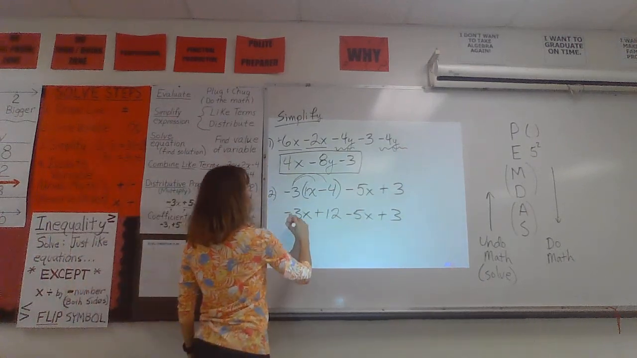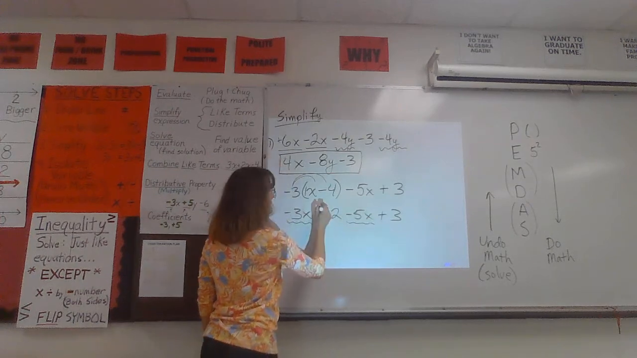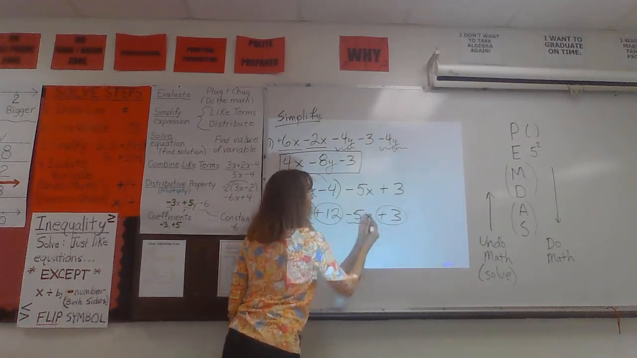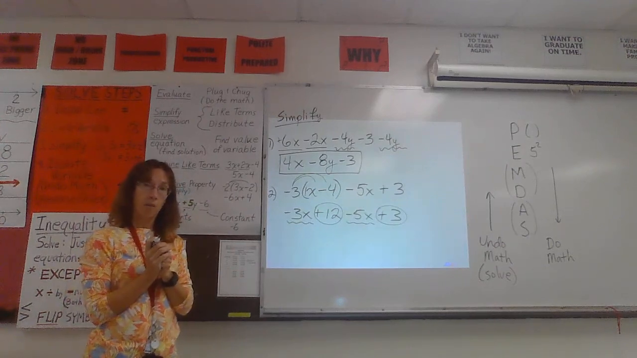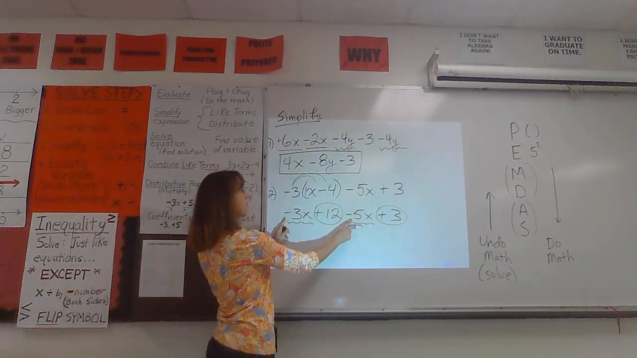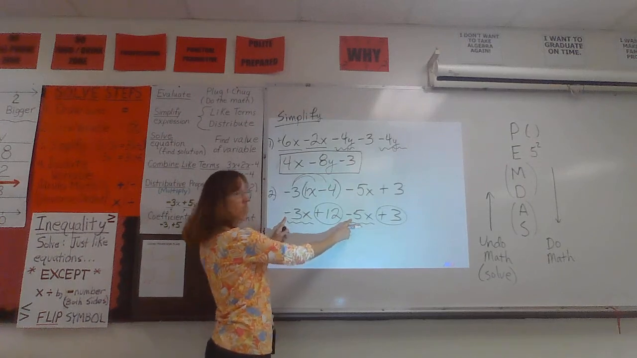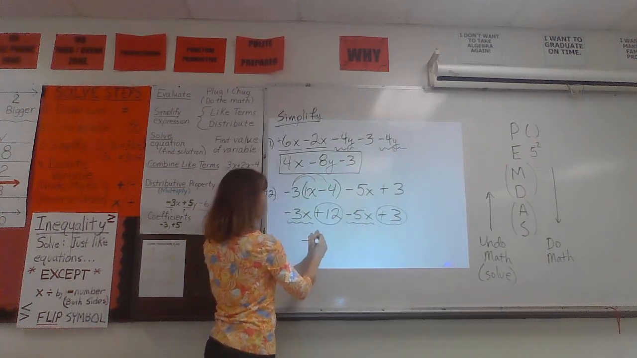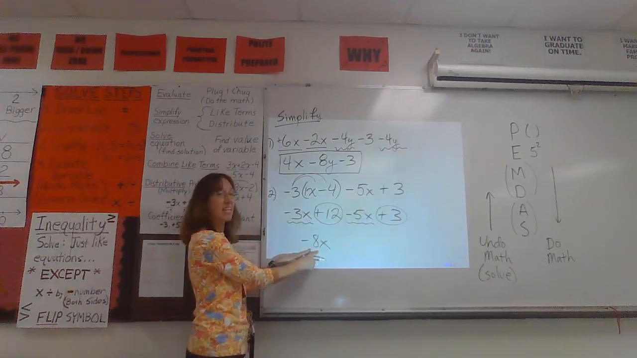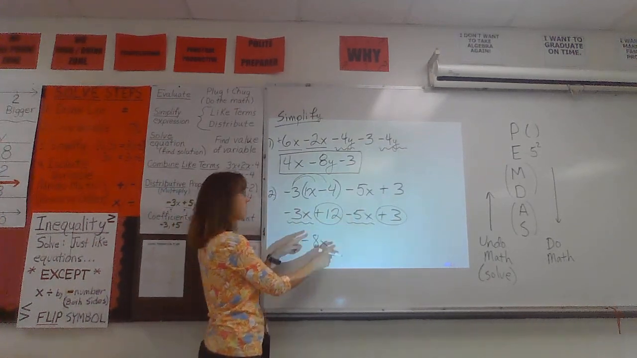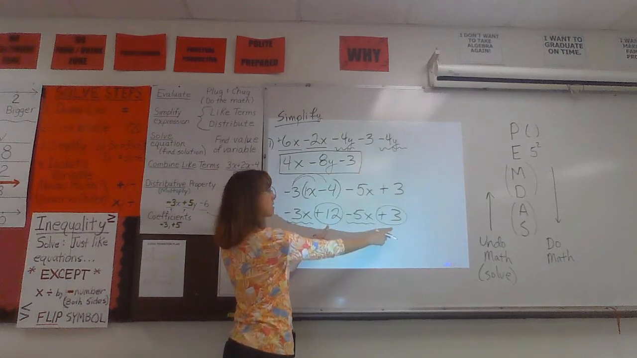Absolutely. I see an x here and an x there. I see a plain number there and a plain number there. So the x's can go together and the plain constant numbers can go together. So bad guys and bad guys. How many bad guys do I have? You're right, I got 8 bad guys, so this is minus 8x. Negative 3 somethings minus 5 somethings is negative 8 somethings. Don't change the somethings. Then I have a positive 12 and a positive 3.